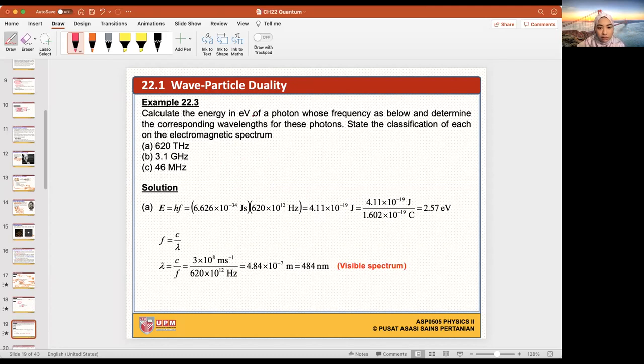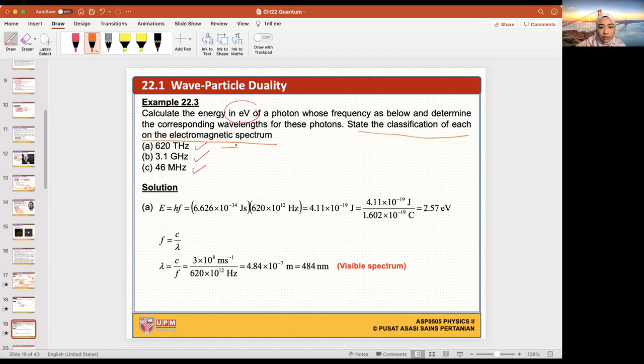Calculate the energy in EV, again in EV, of a photon whose frequency is below. So you have 620 terahertz, gigahertz, megahertz, and determine the corresponding wavelengths of these photons. So it's asking, hey, what's the wavelength? State the classification of each on the electromagnetic spectrum.